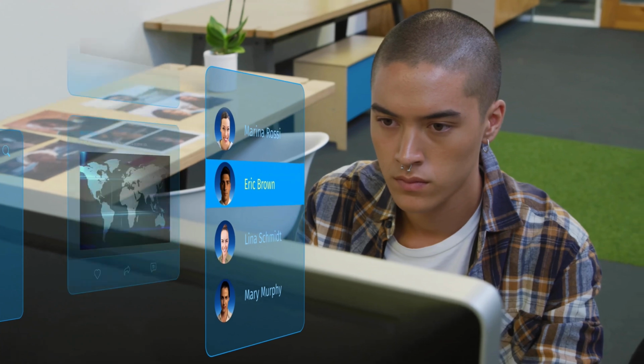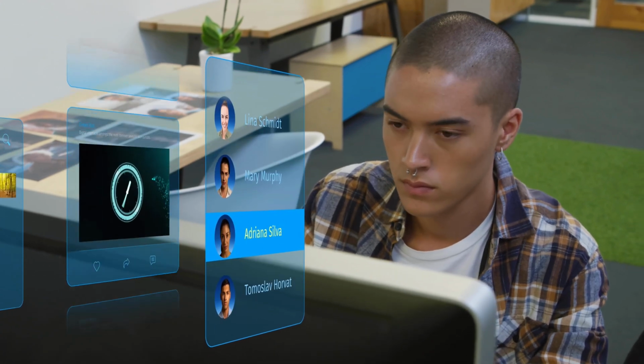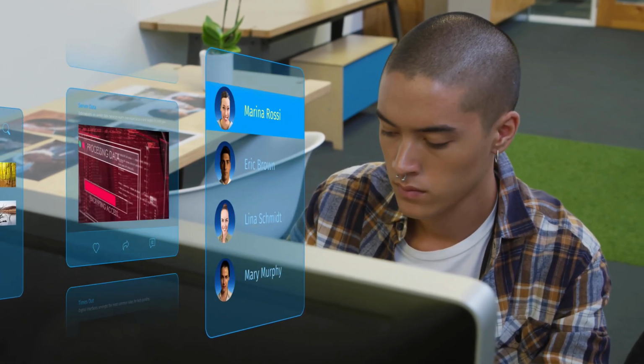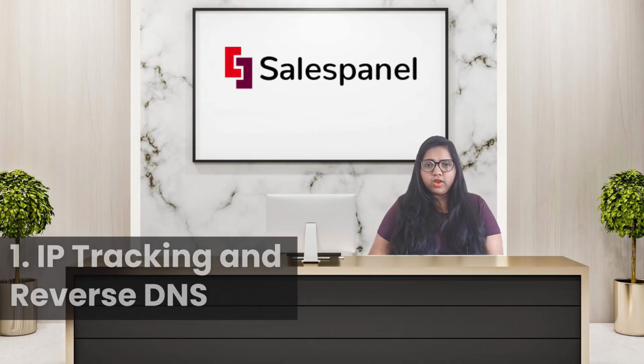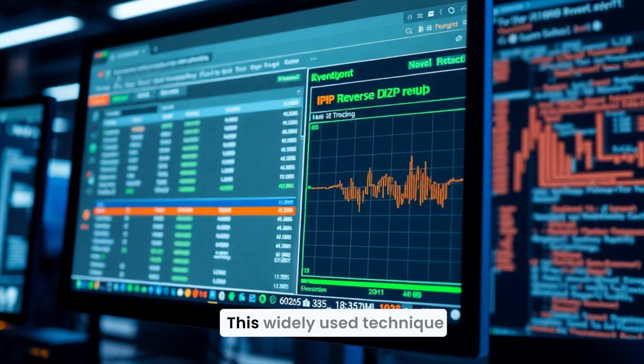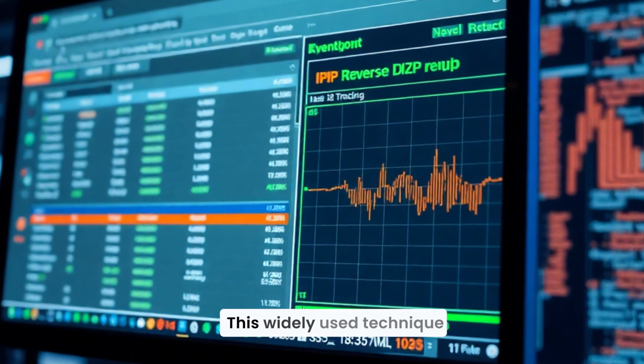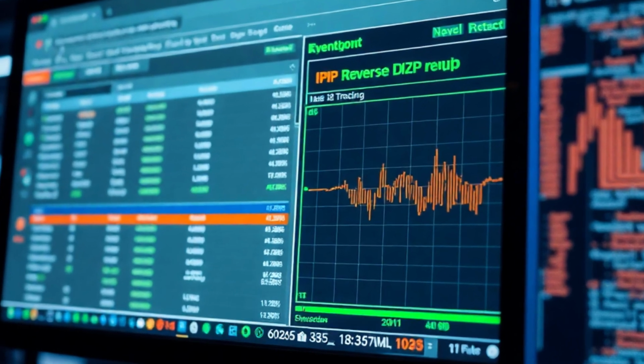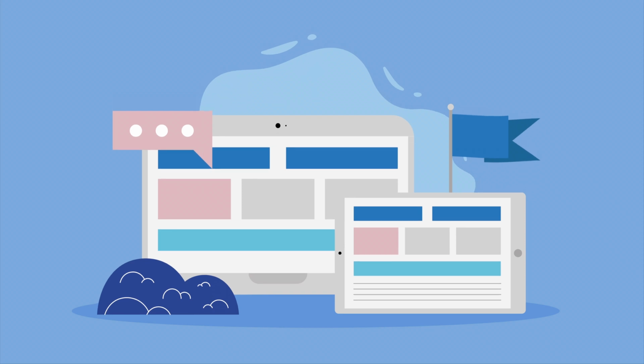How does website visitor identification work? Different providers use various techniques for visitor identification. Let's break down the most common methods. 1. IP tracking and reverse DNS. This widely used technique involves using reverse DNS tracking and IP tracking to identify which company the visitor works for.